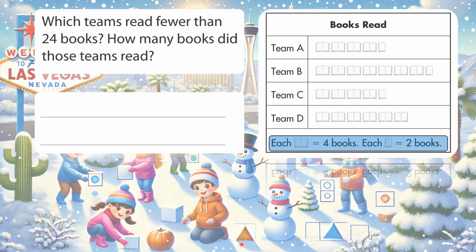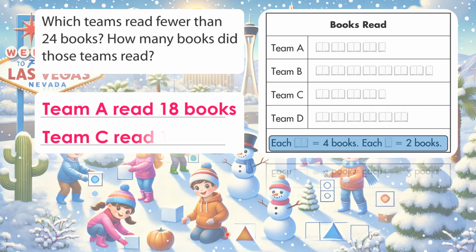Okay, let's go ahead and check back in on our work. Which teams are they? Well, Team A read 18 books. Okay, so is that fewer than 24? Yes, Team A read 18 books. And which other one did? Well, there's another one that read the same amount as Team A right there. Team C read 18 books. Are there any other ones?